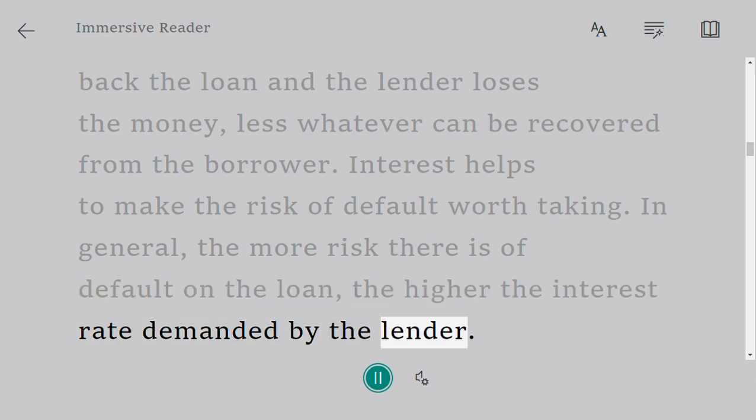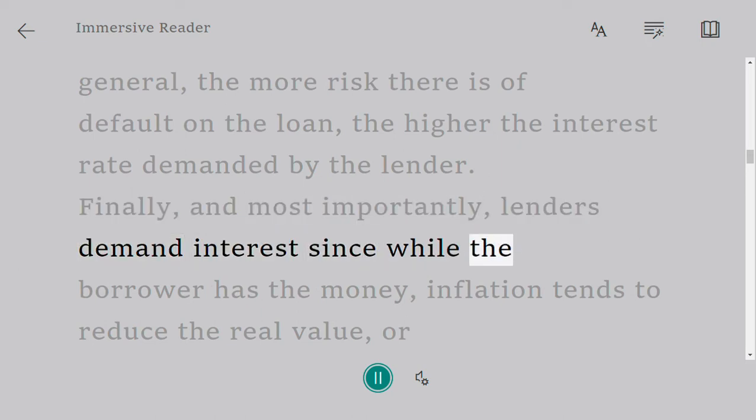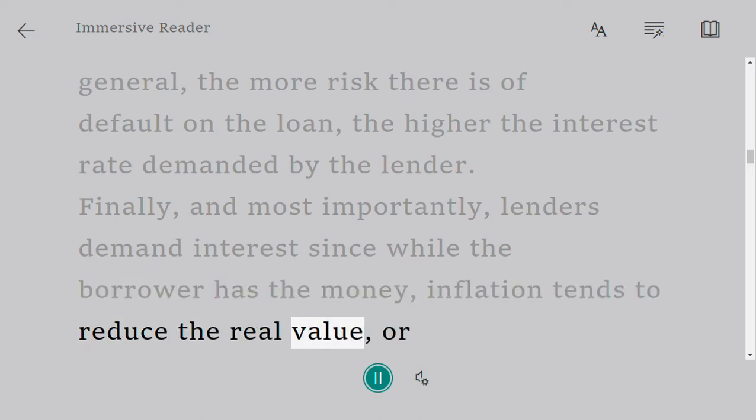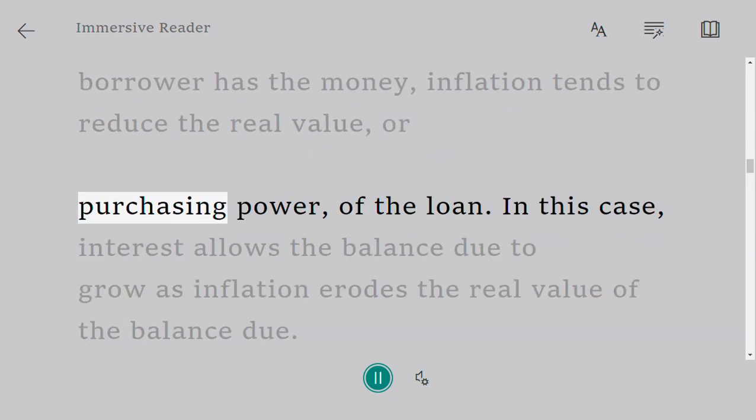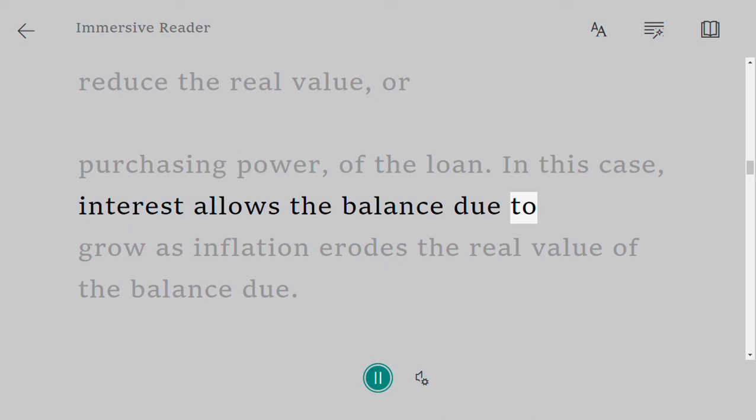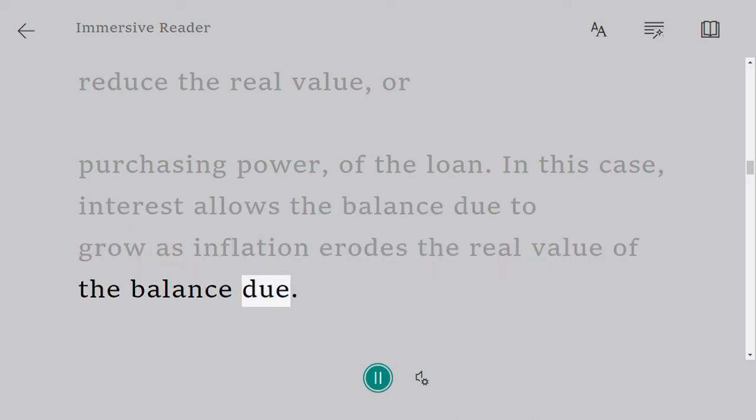Finally, and most importantly, lenders demand interest since while the borrower has the money, inflation tends to reduce the real value, or purchasing power, of the loan. In this case, interest allows the balance due to grow as inflation erodes the real value of the balance due.